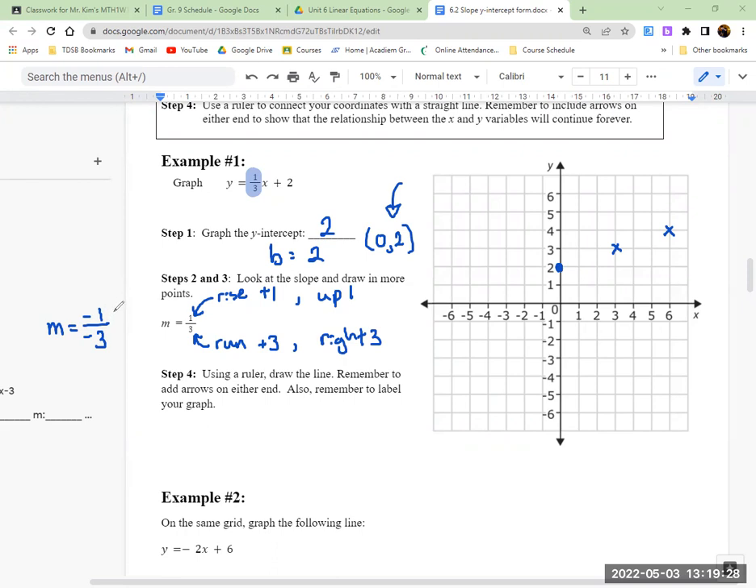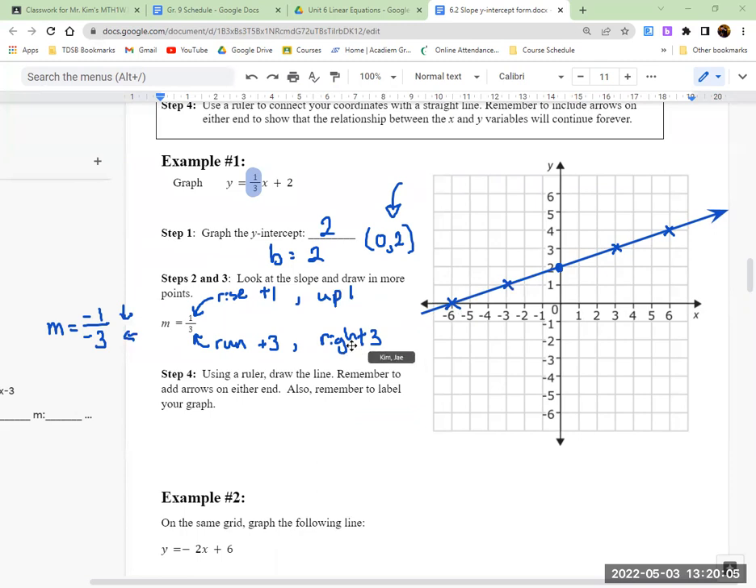Liam? If my rise is a -1, yeah, instead of up, it's going down. So down by 1. And if it's a -3 as my run, left. So I could also just as easily go down by 1 and 3 to the left. Down by 1 and 3 to the left. And guess what? I know I'm doing it right because it doesn't betray my trend. Right? It still fits that pattern.